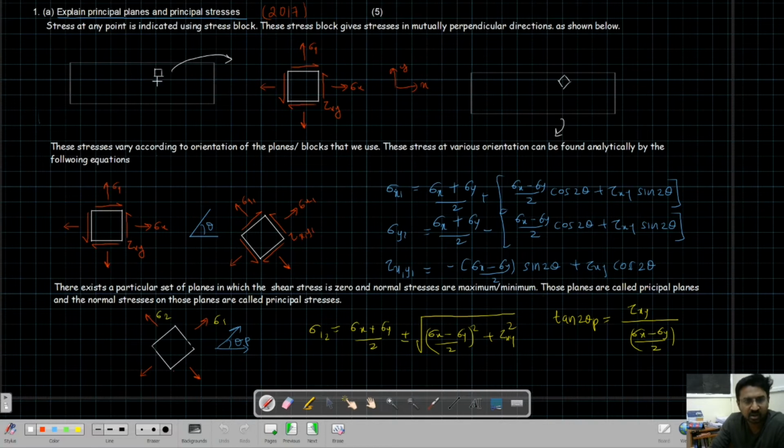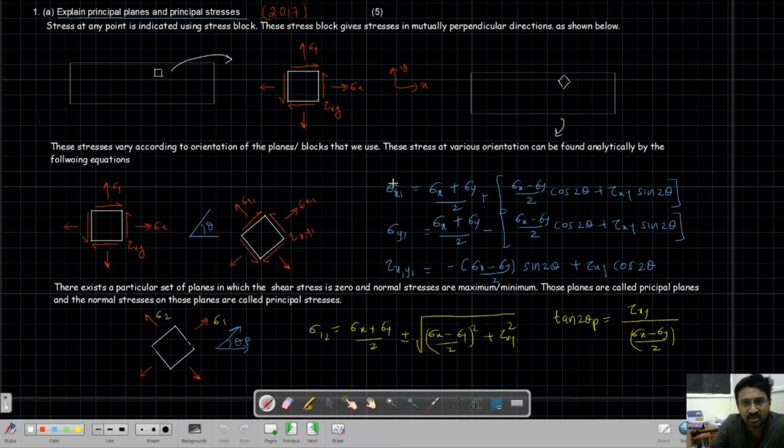Okay. Now if you rotate the stress block by some angle, we will get a new set of stresses. The new set of stresses can be found using the old values of stresses by using what is known as the equations of transformation. So this transformation equation is given there. The student is expected to remember these 3 equations from this portion for exams.